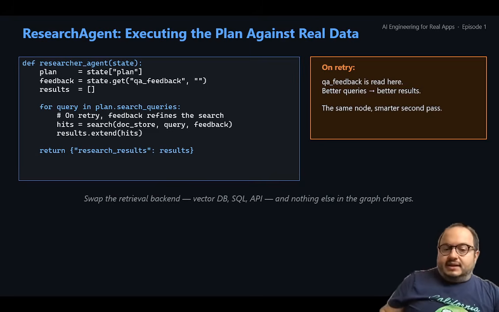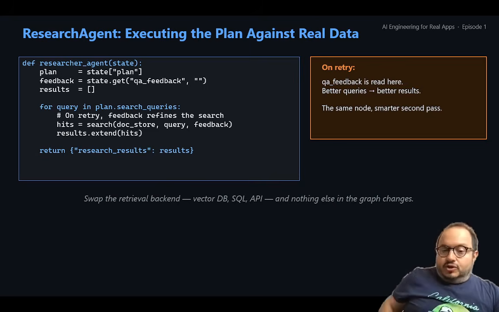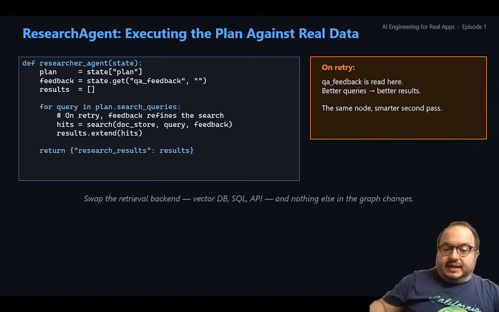Why is this multi-agent boundary valuable here? If tomorrow you want to replace the retrieval mechanism, you change one node. You do not rewrite the prompt. You do not restructure the graph. You swap the retrieval code inside the ResearchAgent function, and the rest of the pipeline continues to work. The output is a list of relevant passages. We store them in the research results field of state. Short type, easy to inspect.